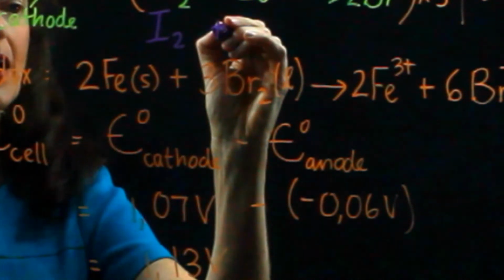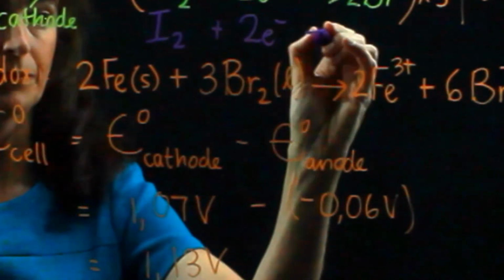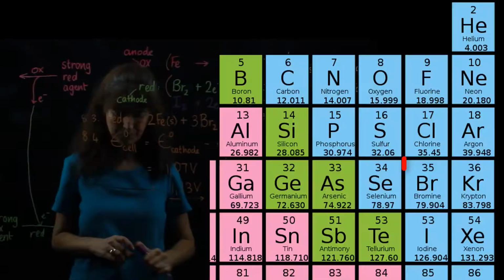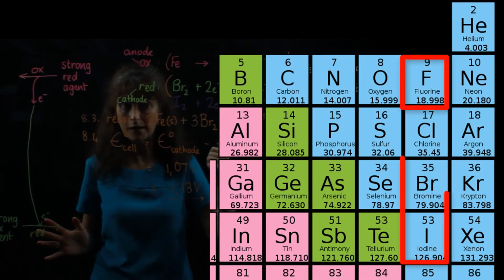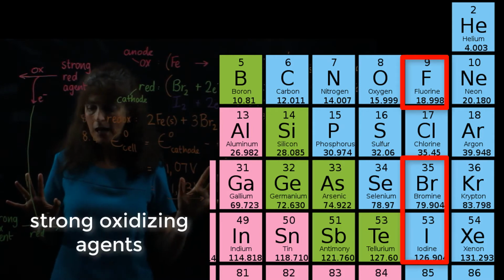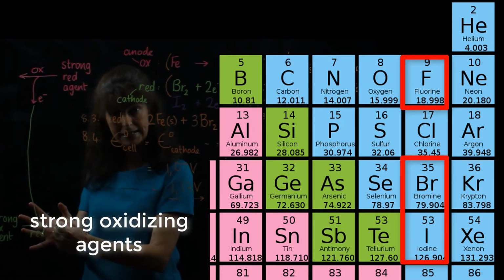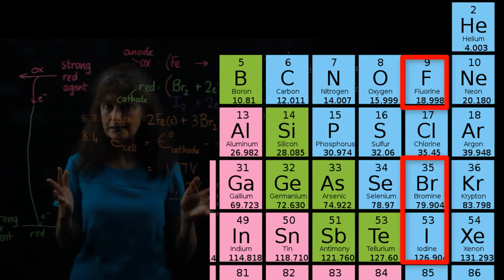Now we know that iodine is also, like bromine, a halogen. So we have a very similar kind of reaction occurring. But how do they compare? Like I said before, fluorine and bromine and iodine, since they are halogens, they are very strong oxidizing agents. They're very greedy. They like to be reduced very readily. But there is a trend amongst them.